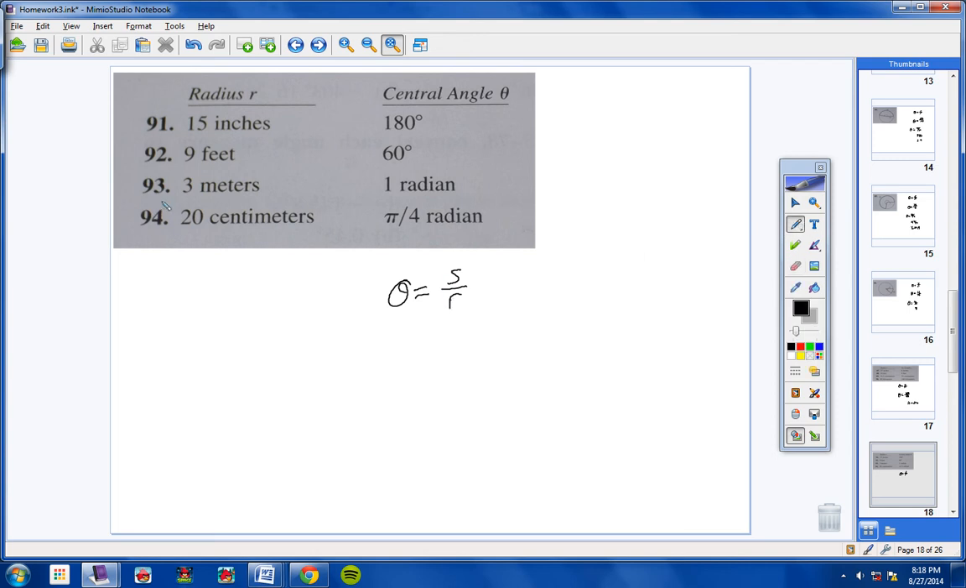All right, number 94. We have 20 centimeters and we have pi over 4 radians. So for theta, it's already in radians. I'm going to put pi over 4. And for my radius, I'm going to put 20 centimeters, okay?